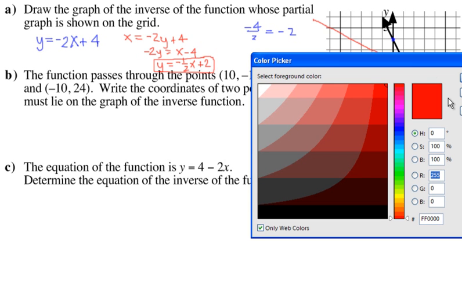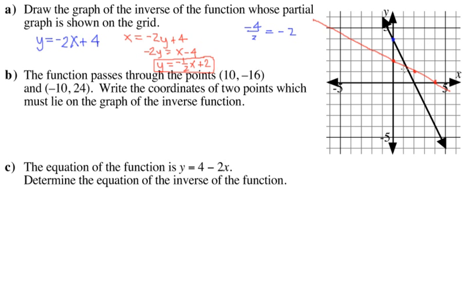The other option, which is maybe a little less rigorous, but it's certainly easier, is take some points off the original function. That's a nice one too. Okay, so our original function had points like, I'll do this down here because I need a little space. The original function had 0, 4. It had 2, 0. And over here it had 4, negative 4.